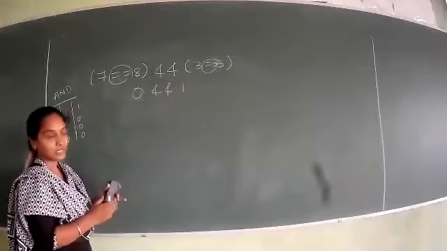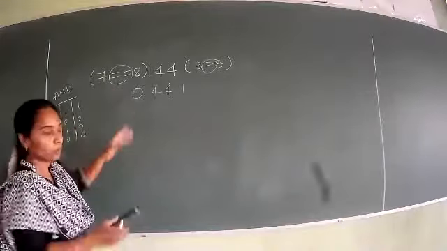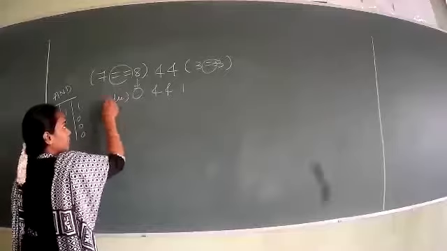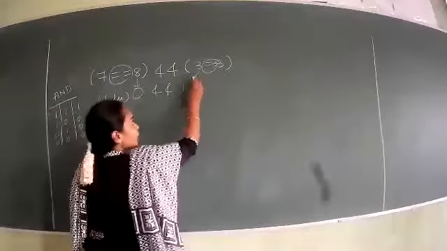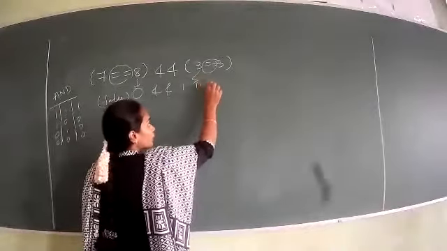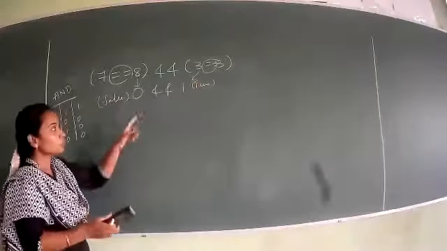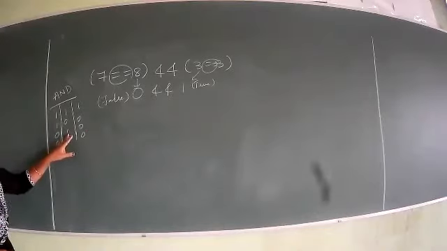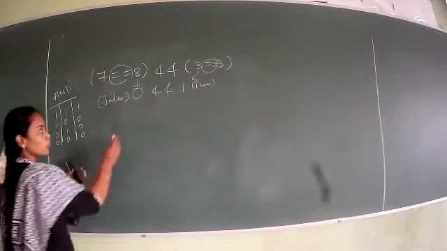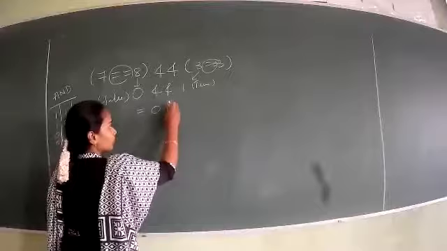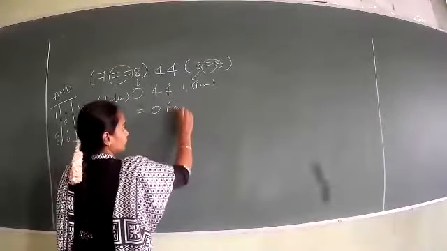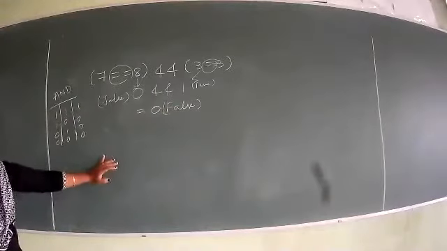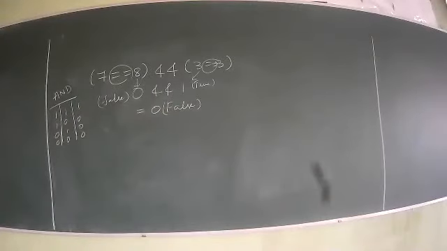Is it clear? 7 is equal to 8 is false, that is 0. 3 is equal to 3 is true, so the value is 1. So 0 AND 1 means the output is 0. So the answer here is false. Now it is clear.